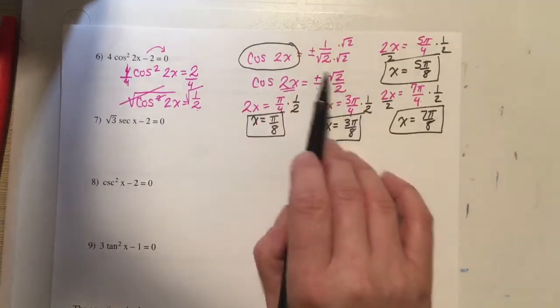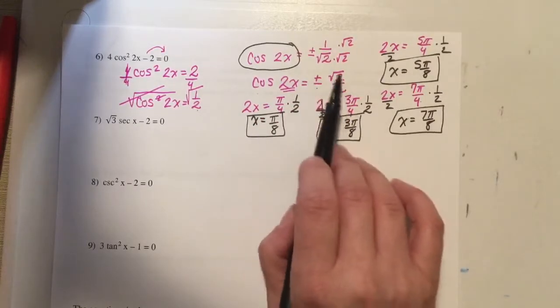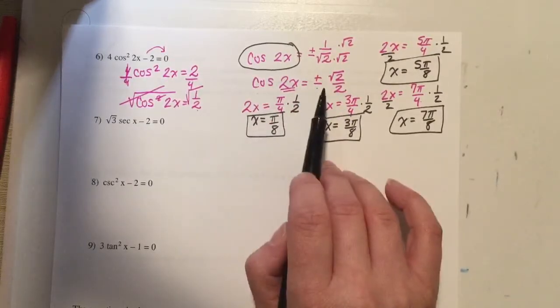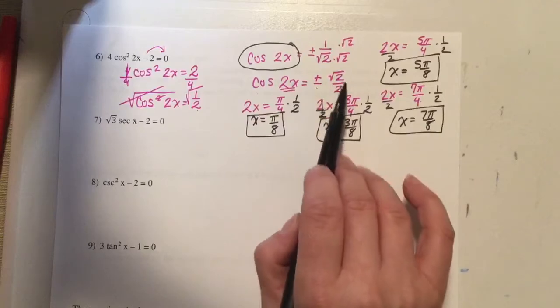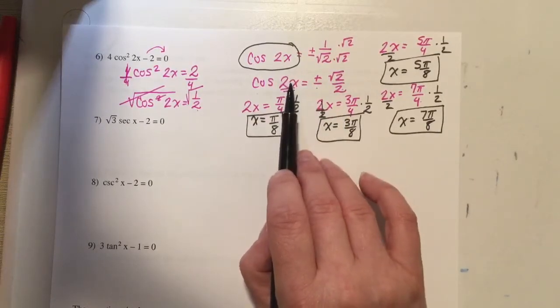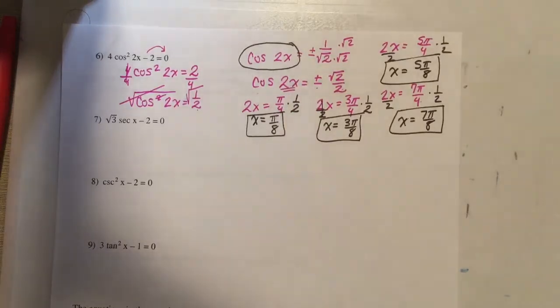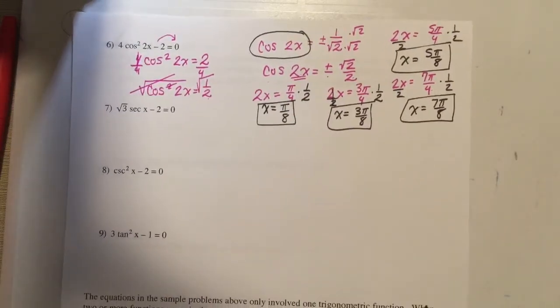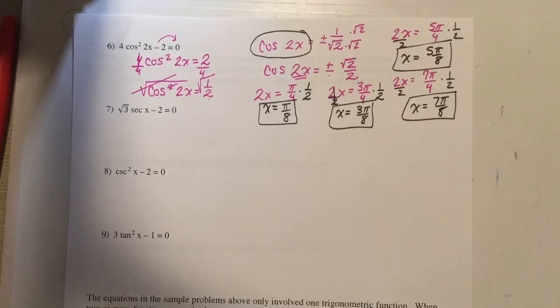So we had to go to the unit circle once we knew that we were looking for cosines, x's, that were positive or negative square root of 2 over 2. We just had to take those values equal to 2x rather than a single x. Okay, so there's one example of what's called a multiple angle. All right, let's look at number 7.